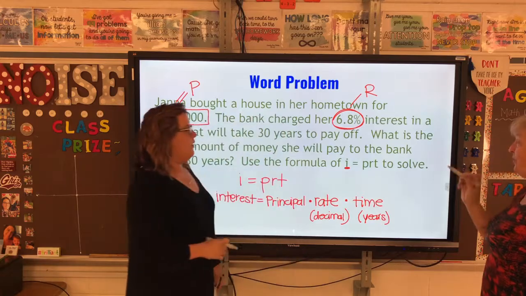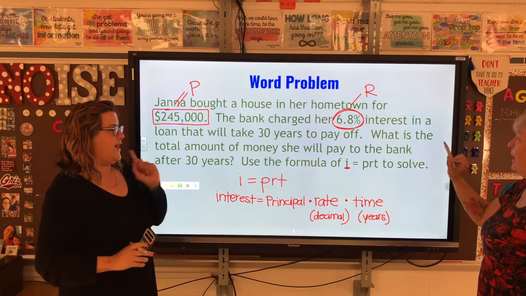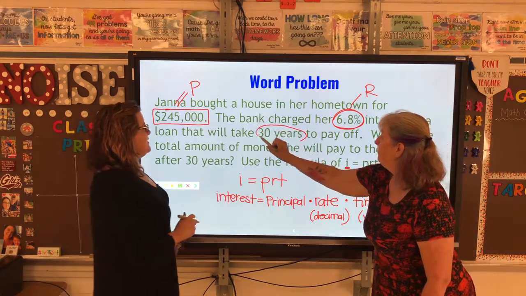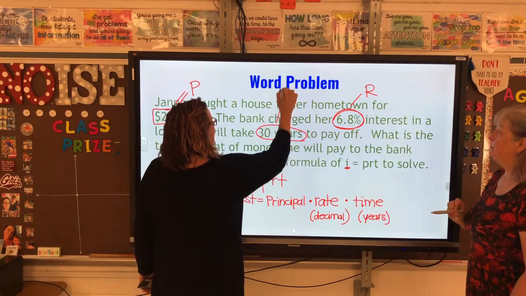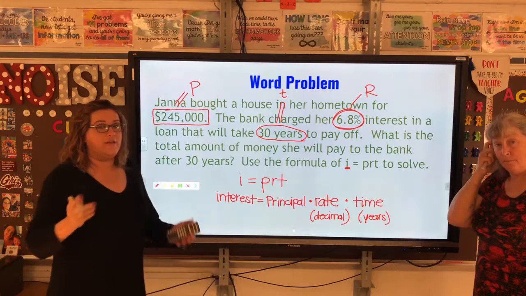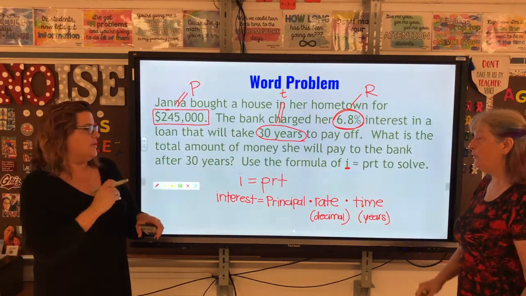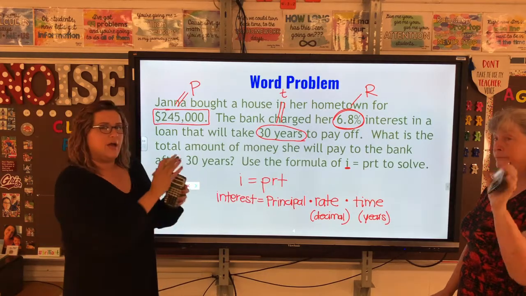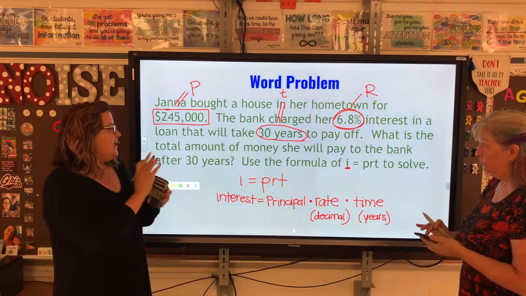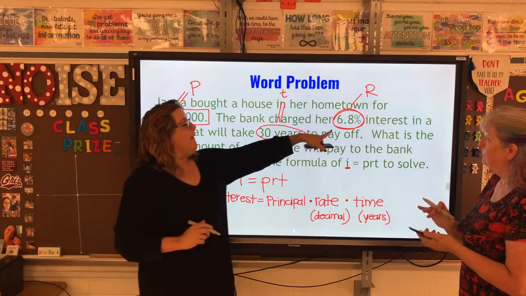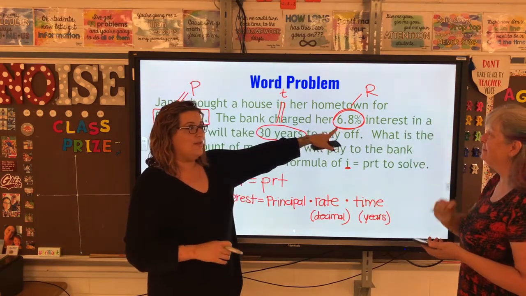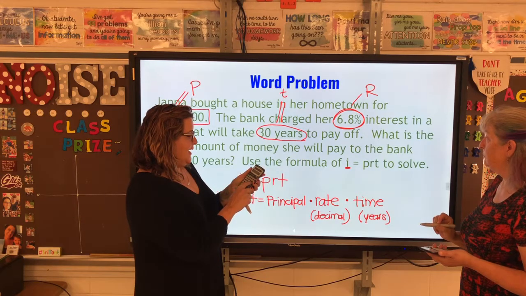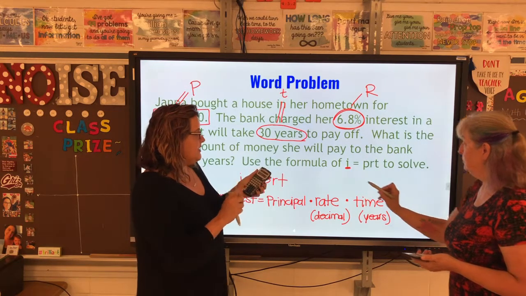Now, here's the other thing, though. Well, hold on. I don't want to go too fast. Let's just calculate interest first, because then we'll get into all these different ways we can ask this word problem. So interest equals principal times rate times time. Now I'm going to take that calculator and plug these numbers in. But I want to do that as a decimal, so I'm going to do 6.8 divided by 100 to get that decimal.